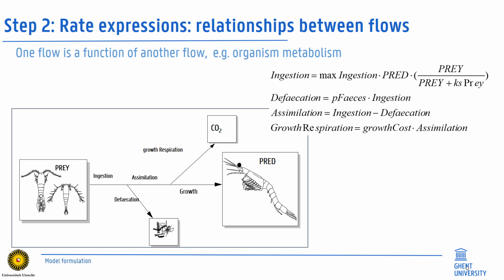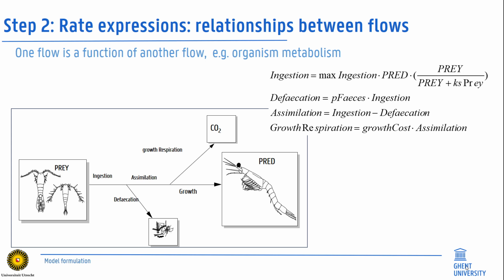So, while ingestion rate is a function of the maximum ingestion rate, the predator and the prey availability, defecation and respiration will be direct functions of this ingestion rate. The final amount of assimilated carbon in the predator's somatic tissue is then the net balance between ingestion, defecation and respiration. This activity respiration is also referred to as growth respiration, as it is known to increase with the amount of food available for assimilation. And the eventual transfer of C from ingestion to CO2 will be a fraction of the assimilation, here referred to as the constant growth cost.